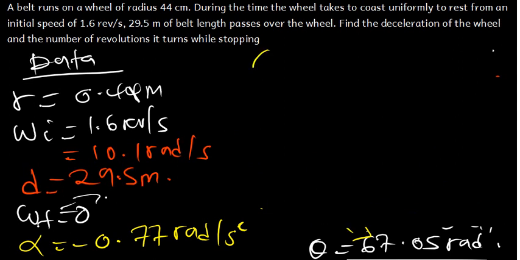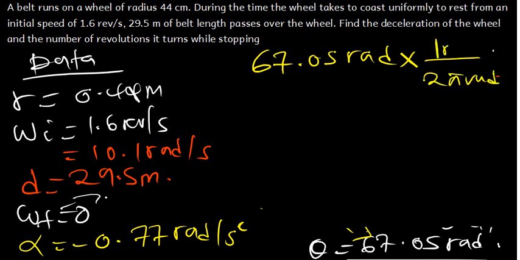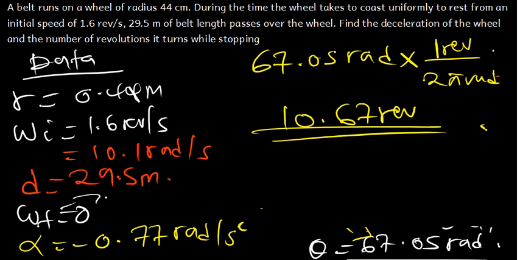So we're going to say 67.05 rad times, in 2π rad, how many revolutions do we have? We have 1 revolution. So in short, it's going to be 67.05 divided by 2π. This is going to give me 10.67. That is going to be my revolutions. So my revolutions is 10.67, and in radians is 67.05. So that is it for this question.